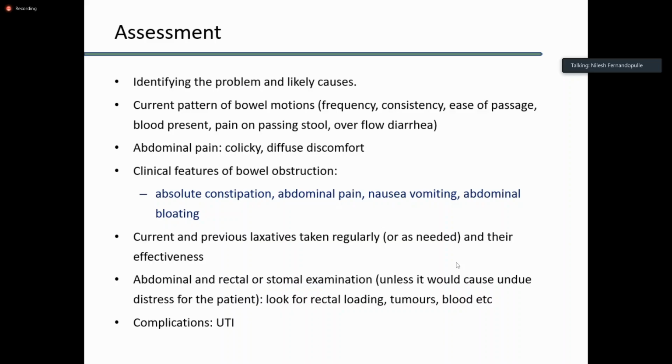So if you had given that patient things like Imodium, it would actually make it worse. That patient actually needs a laxative. So it's very important to do that assessment at the beginning.